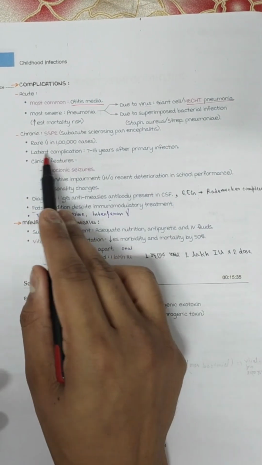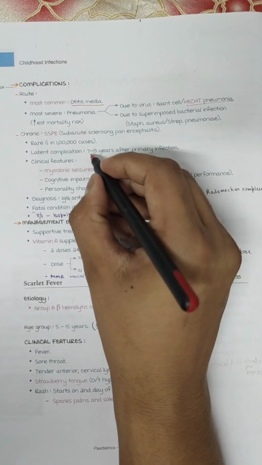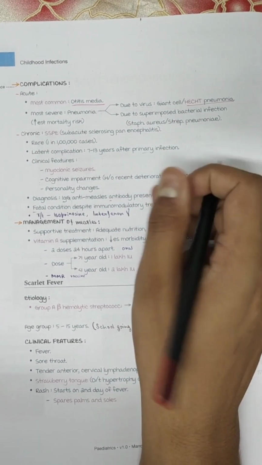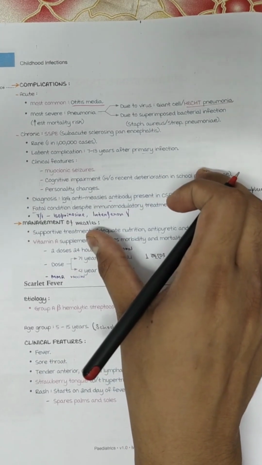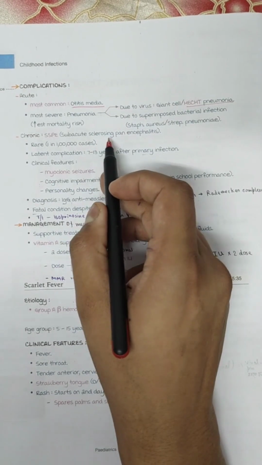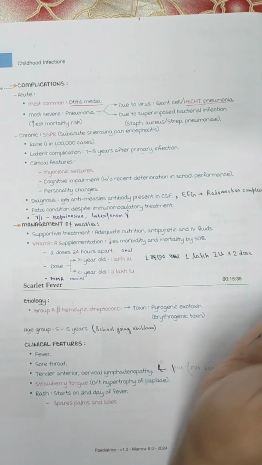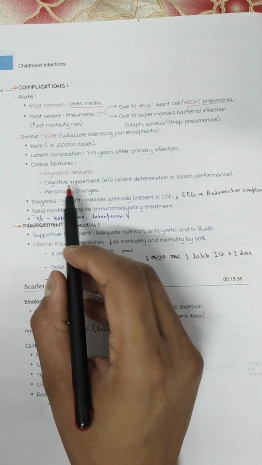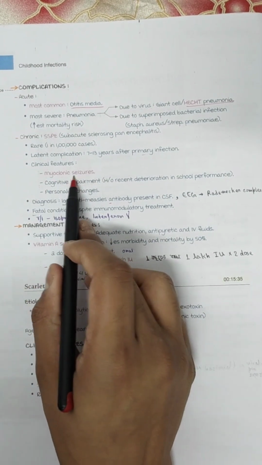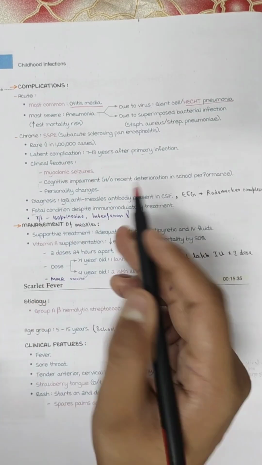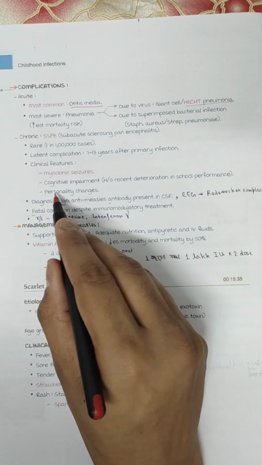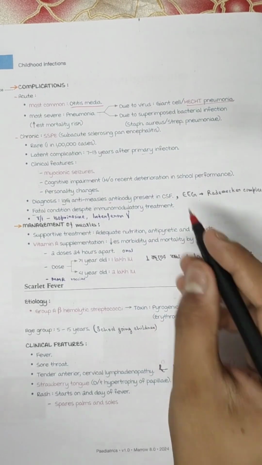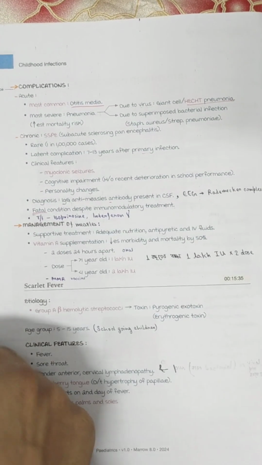It happens as a latent complication. It happens in the child 7 to 13 years after the primary infection, that means if the child had measles at the age of 2 years, he can have subacute sclerosing panencephalitis at the age of 9 years or 15 years. Okay, the clinical features: the most important is myoclonic seizures. Seizures will happen in this SSPE. Personality changes, cognitive impairment, deterioration in school performance can be seen. It is a fatal condition, it can be deadly.